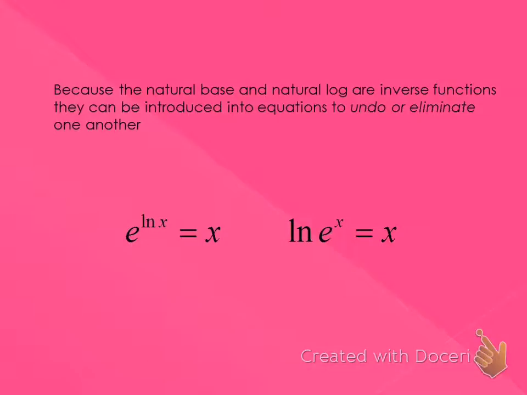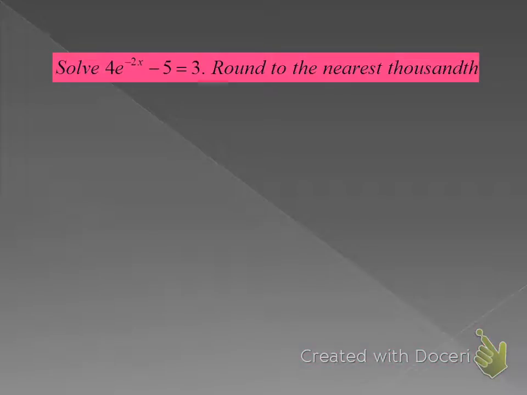So we're going to work one, not super slow, but a little slower than normal probably. We have the first one here. We have 4 times e to the negative 2x minus 5 equals 3. And we're going to round that to the nearest thousandth. So first thing we want to do is get rid of that 5 right here. So we're going to add it over, which will give us 4 e to the negative 2x equals 8.